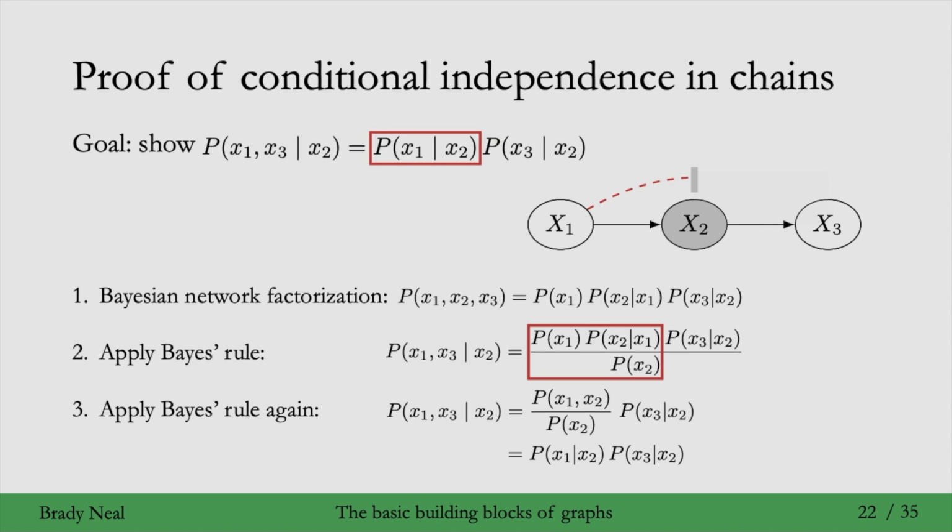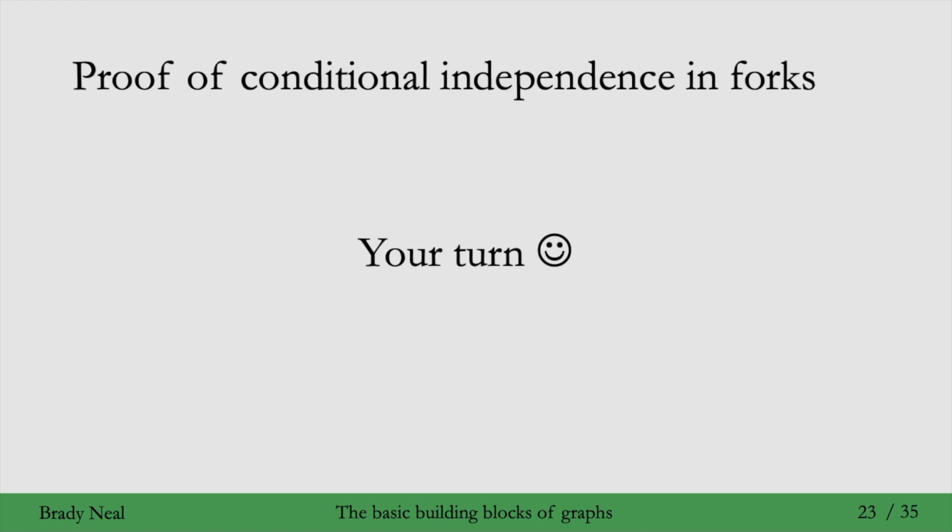All right, so we just proved that x2 blocks the path from x1 to x3 in chains. Right, we proved that x1 and x3 are conditionally independent given x2. And you can imagine doing the same thing for forks instead of chain graphs. And feel free to do that yourself if you like. It's a similar process. Go ahead and pause the video now if you want to go through that proof.